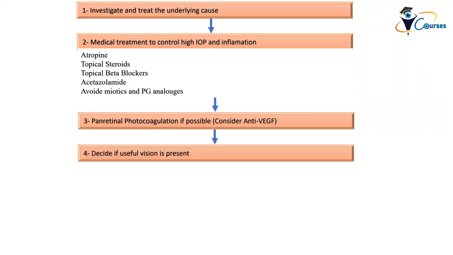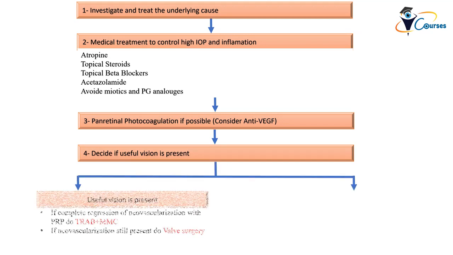Then after that, you decide if the patient has useful vision or not. If the patient has useful vision, like he is presenting early and there could be some good visual prognosis, then if there is complete regression of the neovascularization with PRP, then you can do trabeculectomy with mitomycin.